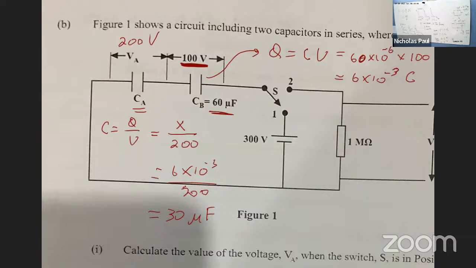And the last part was: show that the two capacitors in series are equivalent to a single capacitor of 20 microfarads. So that's all. Basically, find the total capacitance. Question: find the total capacitance of A and B.